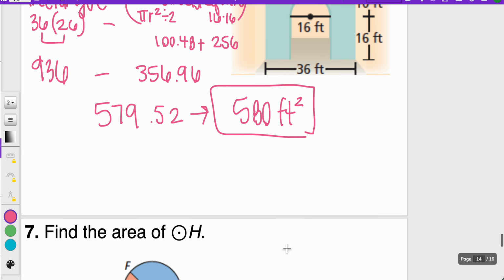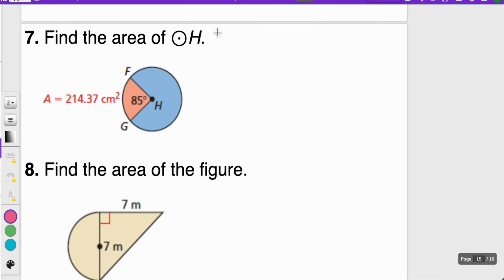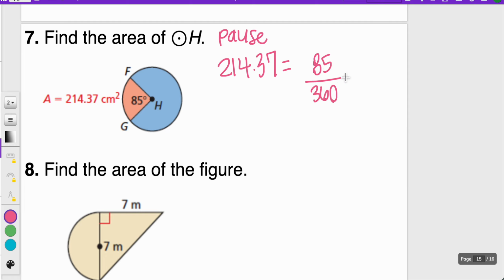Okay. Last two, see if you can try these on your own. Click the pause button here when you're ready to check. Go ahead and click play. All right, so this one can be found by using our area to find the area of circle H. So area is 214.37 but I know I can find that if I just split it up and say 85 out of 360 times the missing area here.